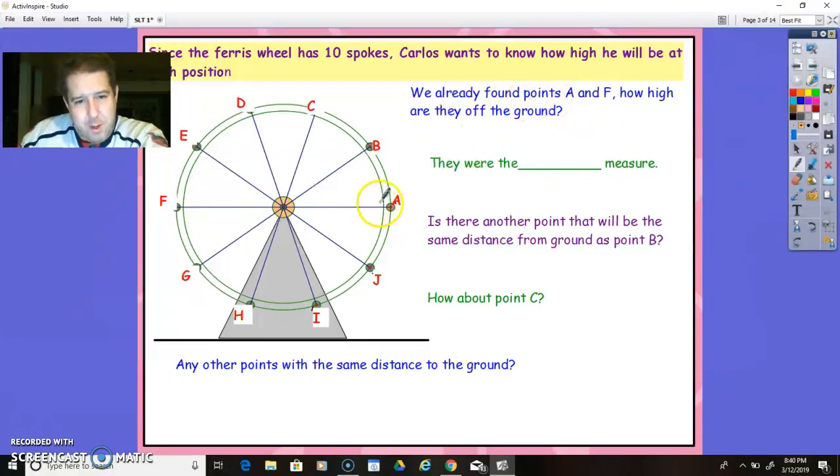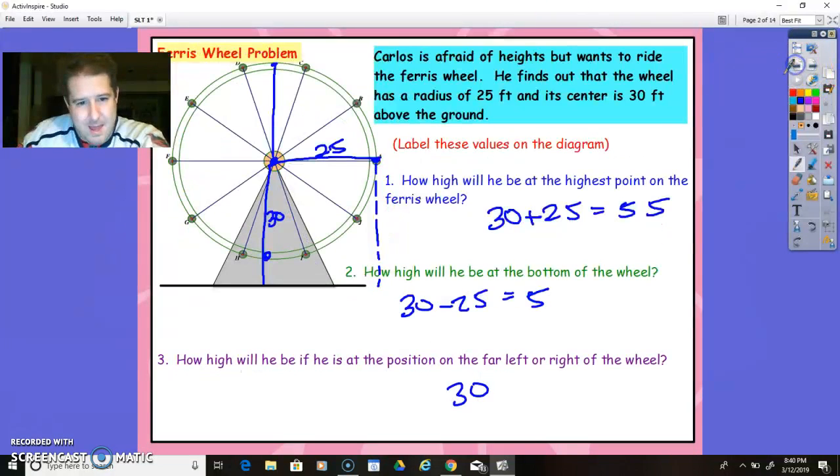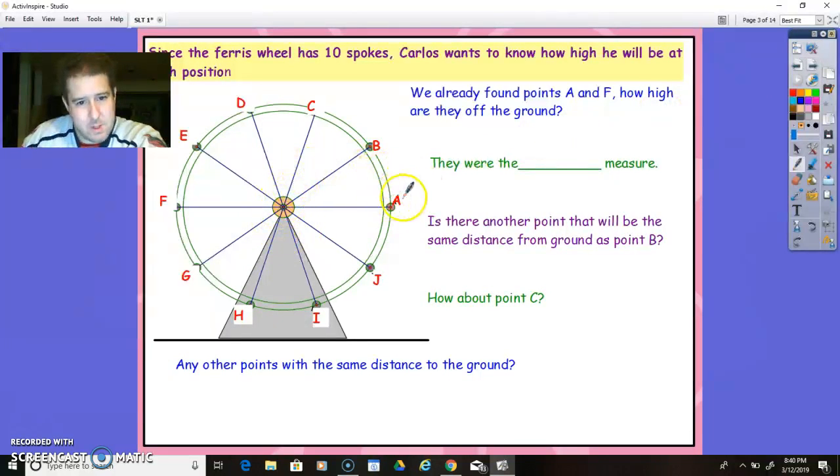All right, so we already found points A and F because A and F are both 30 feet high as it was in that question. So if this is 30, this is 30 feet high. We already said that this will be 5 feet, and then the highest point we already said was 55 feet. But we're trying to find now these other points. So we already found A and F. How high are they off the ground?